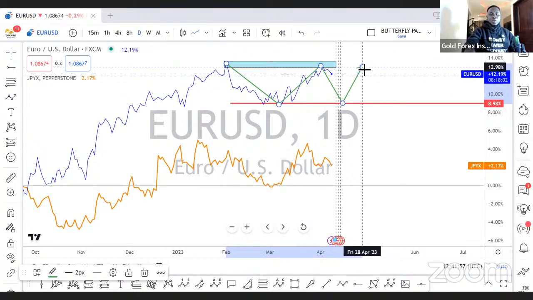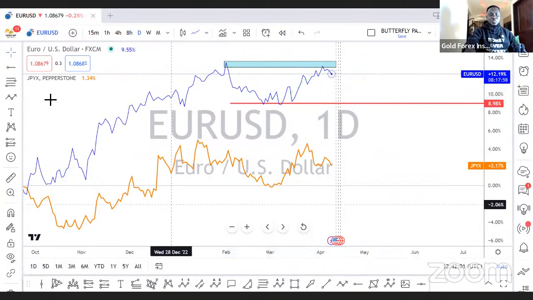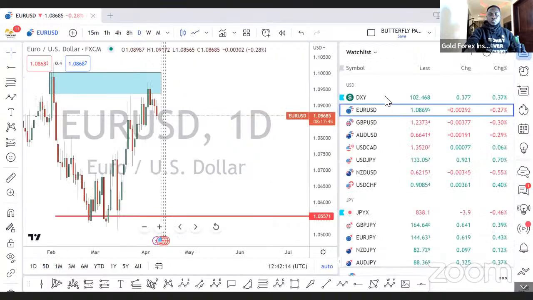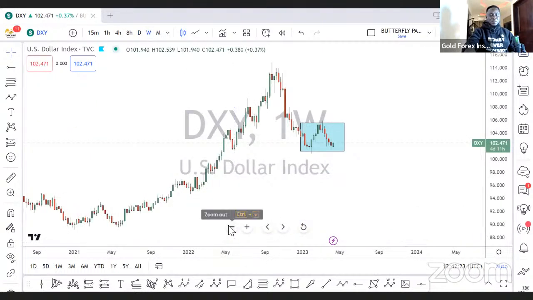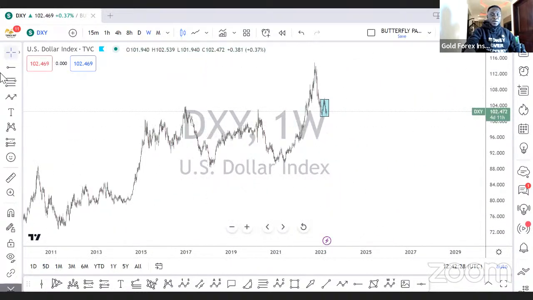Now, that means that before that, let's go and look at the DXY. What is happening on the DXY? Let's go to the DXY to look at what is happening. So the DXY, previously, this is what I was expecting for DXY.